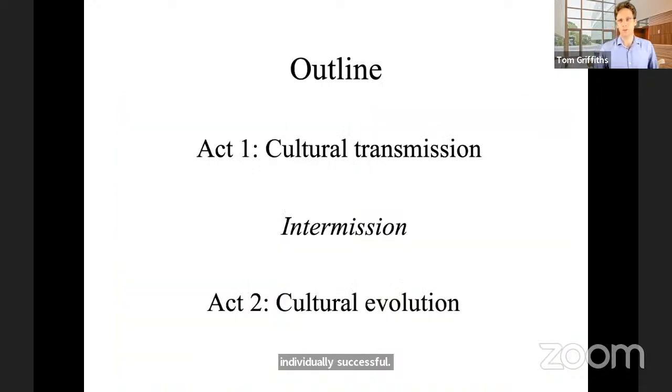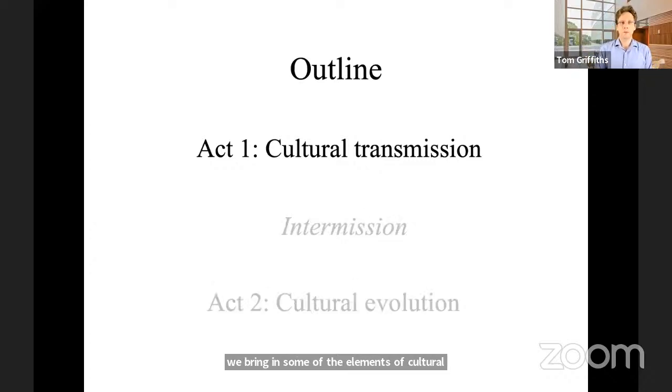So Act 1 is going to focus on cultural transmission. I'll say a little bit in a moment what I mean by that. But this is mostly historical work. So I think it's going to be quite familiar to people in the room, but it sets the context for what I'll talk about subsequently. There'll be a brief intermission, which will incorporate some advertisements. And then in Act 2, I'll talk about a slightly broader perspective where we bring in some of the elements of cultural evolution more generally.